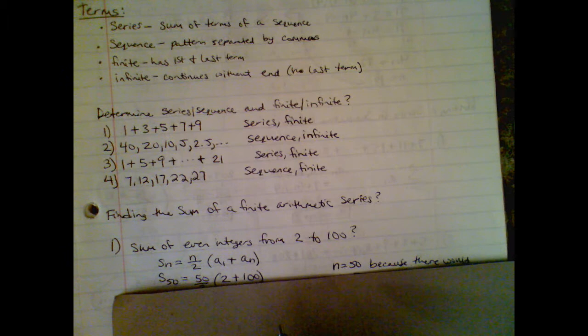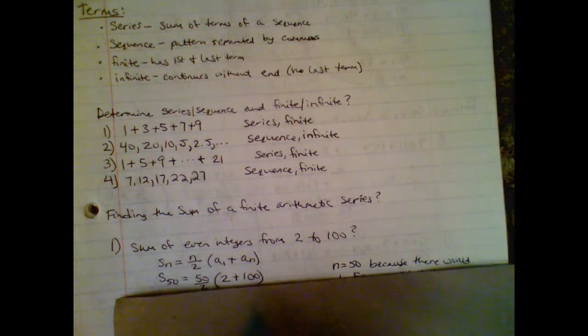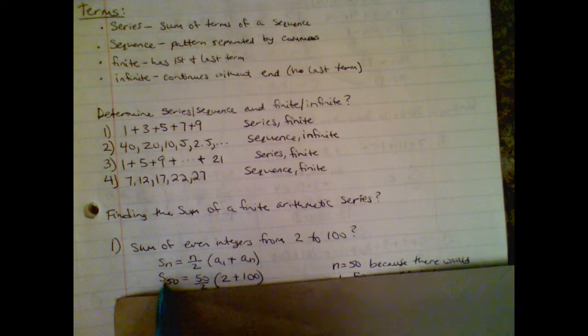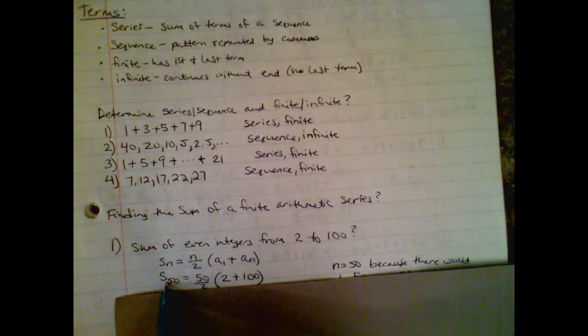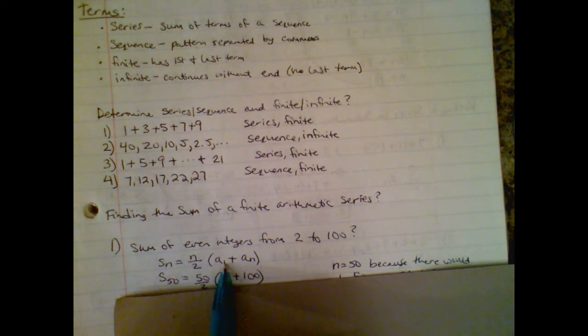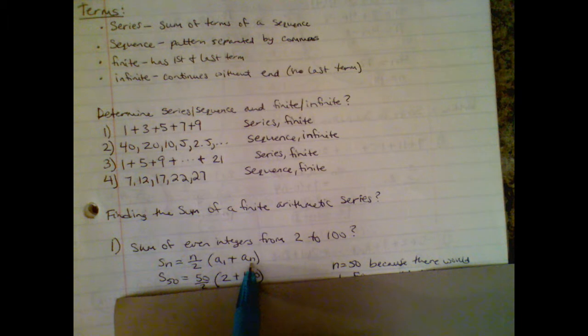So we can substitute 50 in for all of our n's. Once we plug in our 50, the S sub 50 means the sum of the 50 terms. We're trying to solve for that, so that's our missing variable. Then we have 50 divided by 2 here. Our a sub 1 is our first term, so that is 2. Our a sub 50 is our 50th term, and that is 100.